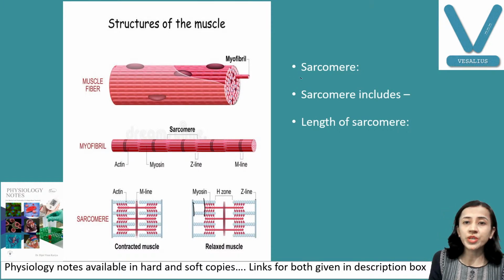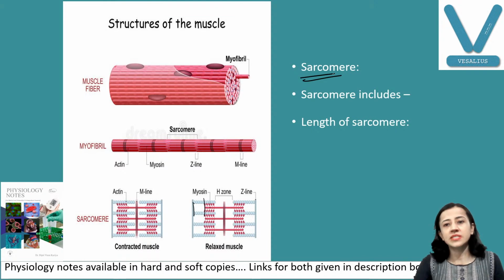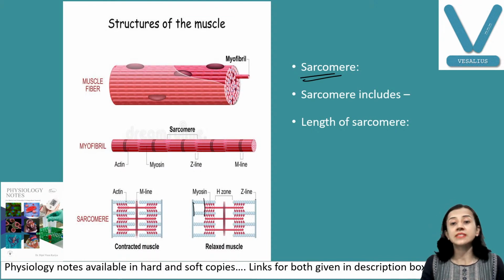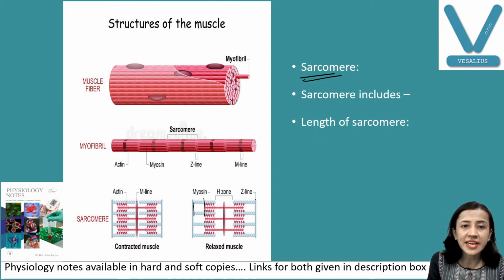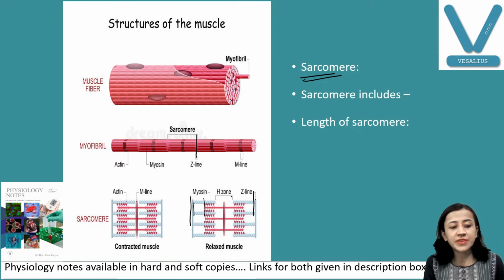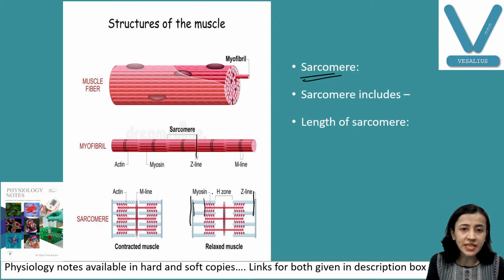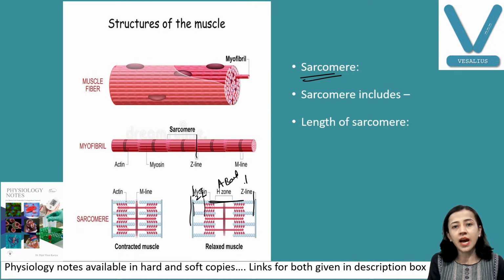Now, what is a sarcomere? A commonly asked short question. Sarcomere is the distance or the portion between two Z lines. This is one Z line, you can see here this one, and this is the other Z line. So in between these two Z lines, we have a part of the myofibril, that is the sarcomere. It includes, you can see, half I band here, then this is the A band, and again half I band. Fine.